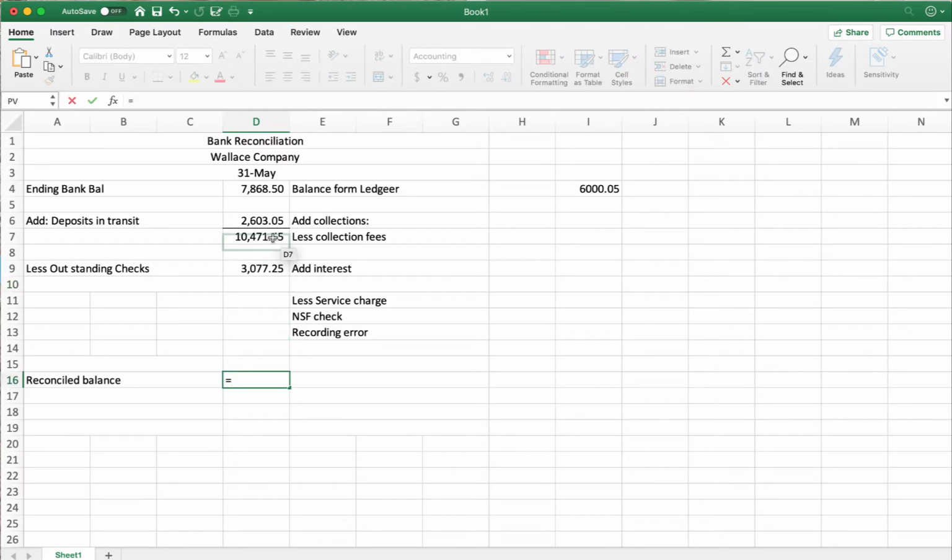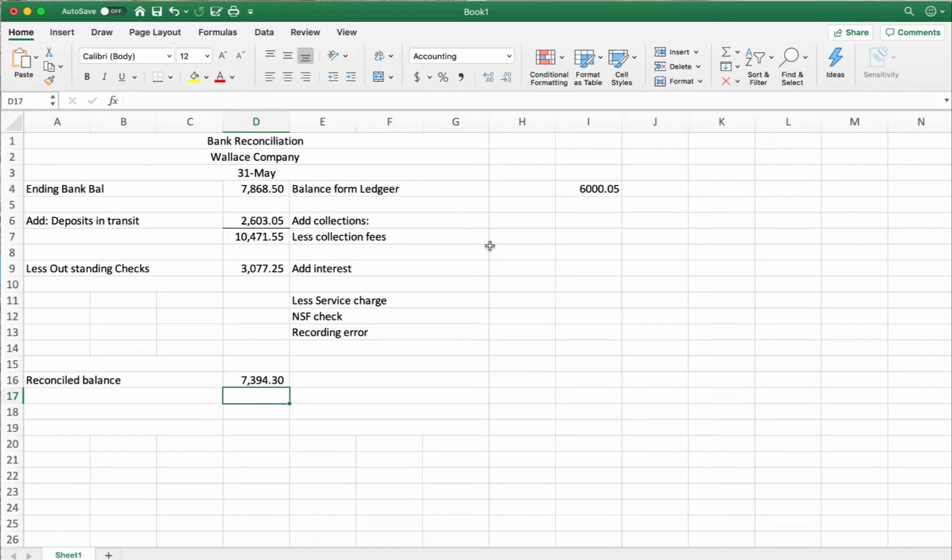Well, it's our $10,471.55. That's what's available, minus the outstanding checks that we have recorded, the bank does not. Our bank balance is now $7,394.30. Now we turn to the book side, okay?